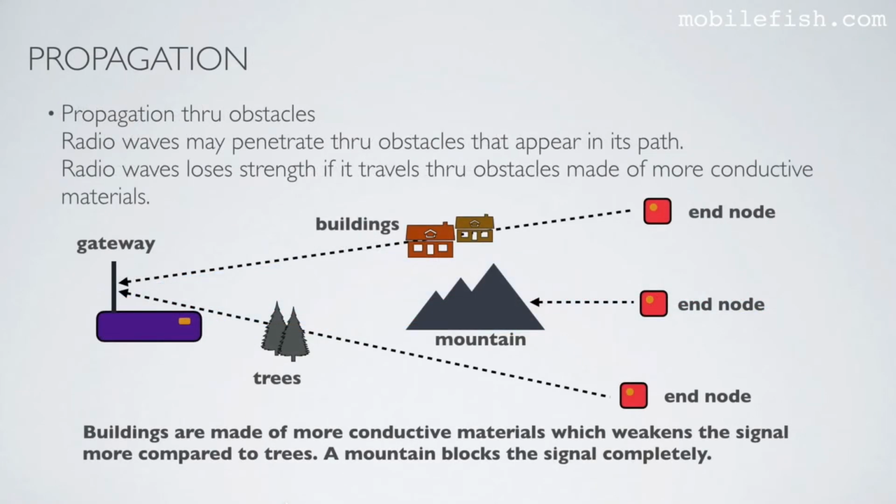There's also propagation through obstacles. Radio waves may penetrate through obstacles that appear in its path. Radio waves lose strength if it travels through obstacles made of more conductive materials.